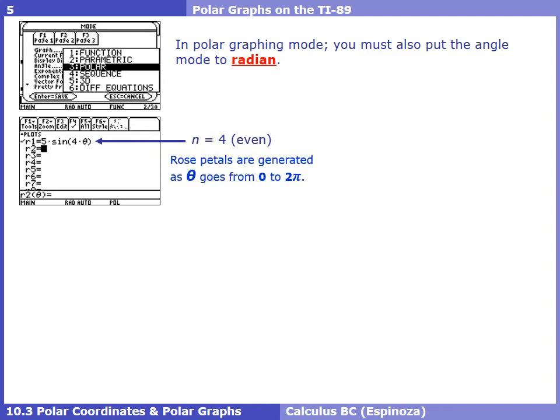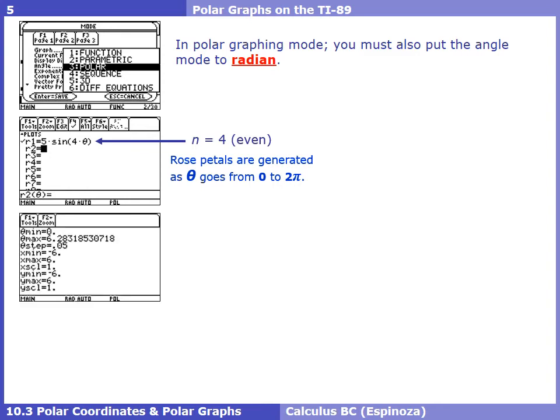We're going to have to again recall that these rose petals, especially when n is an even number, are generated as theta goes from 0 to 2 pi. And like I was saying in the last slide, of course if theta only went from 0 to pi, we'd only get half of our graph. Or if we made theta go from 0 to an angle bigger than 2 pi, we'd be tracing over the graph of the rose curve that's already been made.